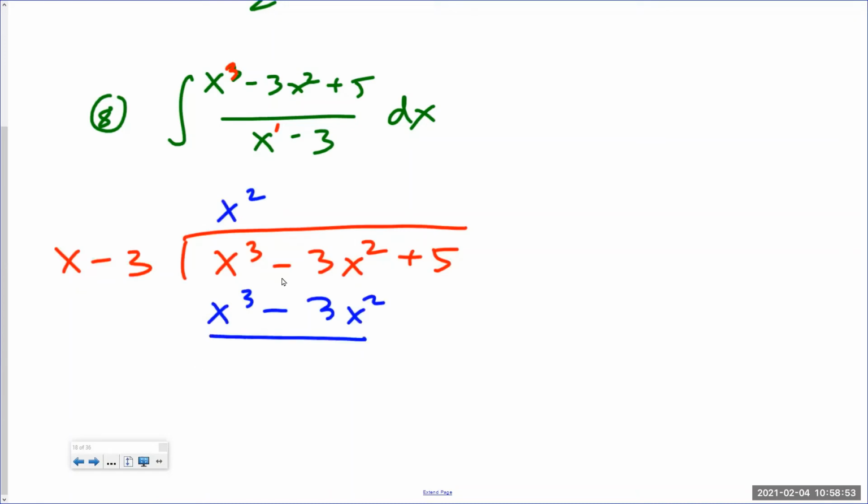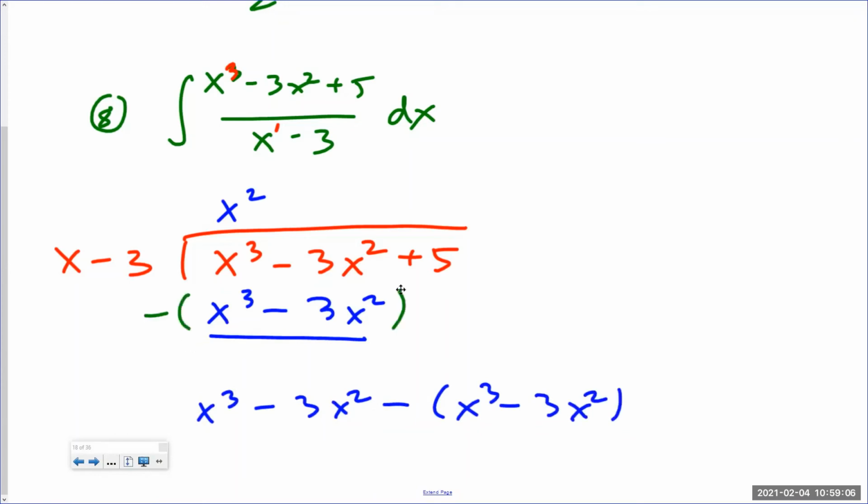Now I'm going to subtract, okay? So do your algebra here. It'd be x cubed minus 3x squared minus x cubed minus 3x squared. What do you get, guys? Like subtract this. 0. You get 0. What do I do after I get 0? Bring down the next term. Do you see it? And what's the next term? Plus 5. Okay. Do I stop? Yes, because this power of x is smaller than this power of x. So the answer is plus 5 over x minus 3.